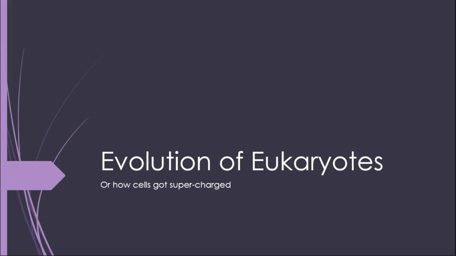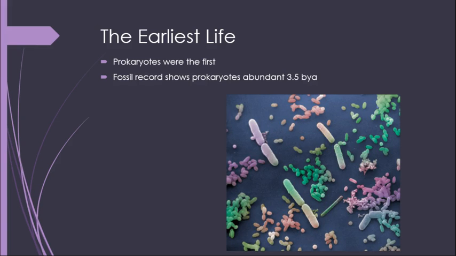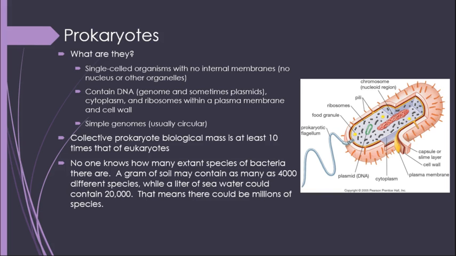The first is the evolution of the eukaryotes. And we've talked about this a little bit, but I just want to review. The earliest life were prokaryotes, and we know that they're abundant by about 3.5 billion years ago. Okay, remember, they're single-celled organisms. They have no internal membranes. They have no nucleus, although they do have DNA, and they have very simple genomes. Most of the time, they're actually circular, and they're pretty cool.